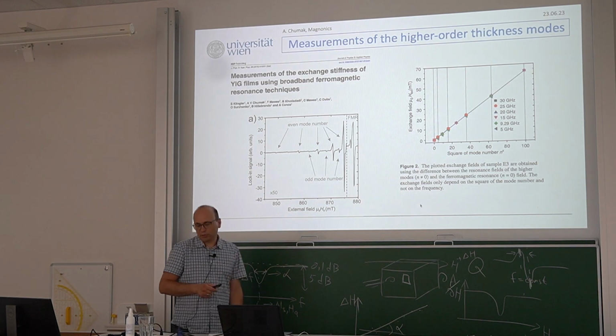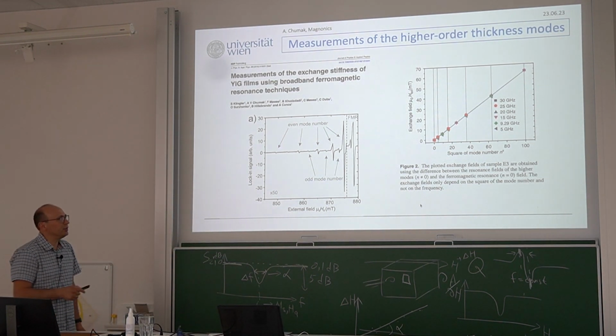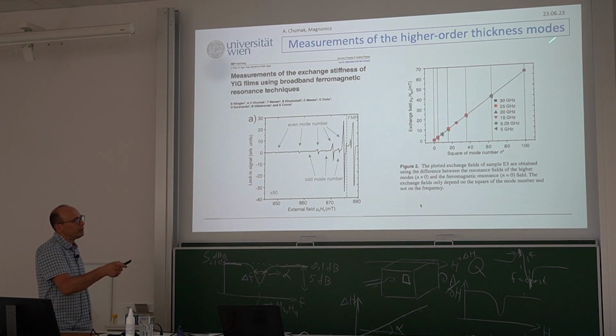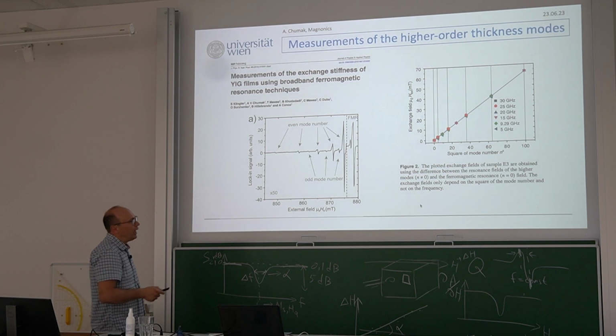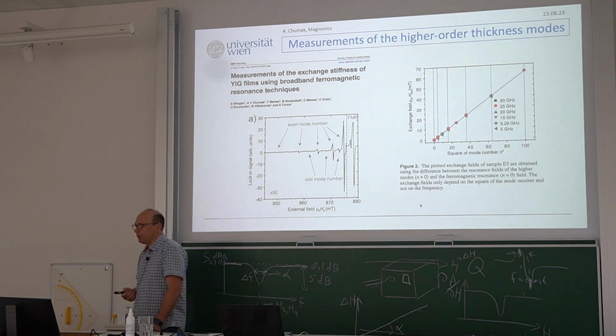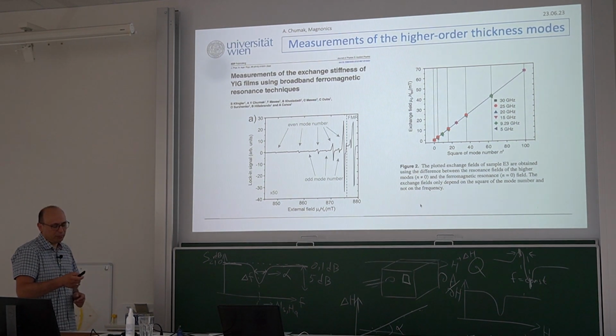And here again, it wasn't the first paper, just a more recent one. There are references inside, of course, to who did it first and so on. But the idea is very simple: when you plot it against n squared, you will get such a straight line. And from this straight line, you can extract the exchange stiffness. So you can get one more property of your sample using the ferromagnetic resonance technique.